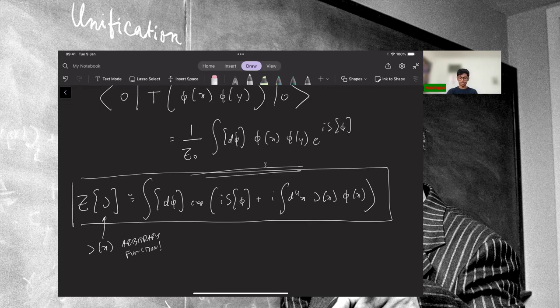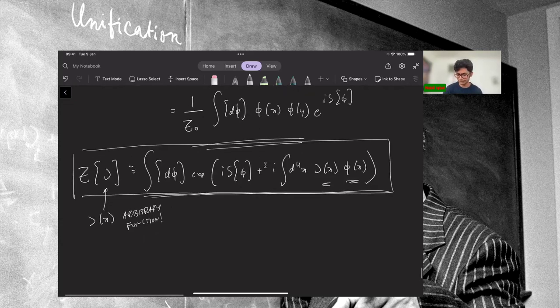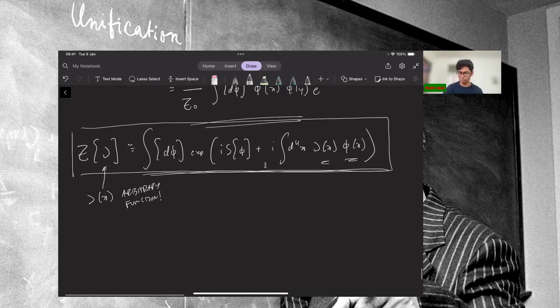And Z of J takes that function, it does something to it, and it spits out a number. And that number is calculated in this way. We integrate over all fields, each D phi, you weight phi by J, and you get some number out. And that is Z of J. It's a functional of the thing J. Okay, now why did I do this?